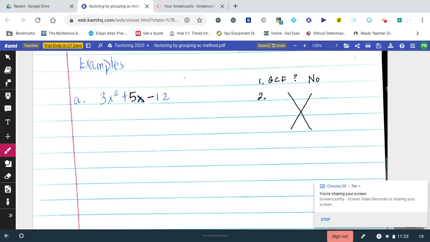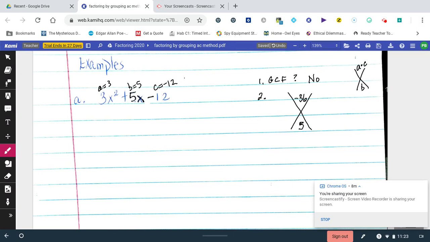Now this x method is different. Remember, at the top of the x, you're going to have a times c, and here you're going to have b. So you're going to look here, a is 3, b is 5, and c is negative 12. So if I put a times c at the top of the x, that means I'm putting negative 36 at the top of the x. And b still goes in the bottom. It's 5.